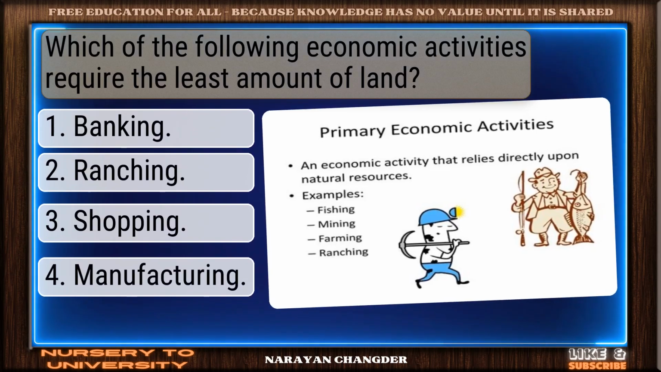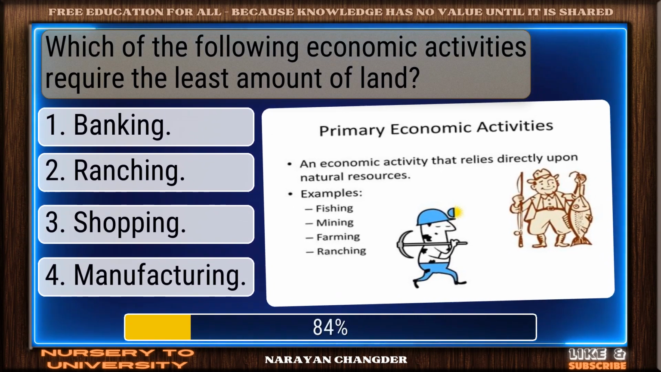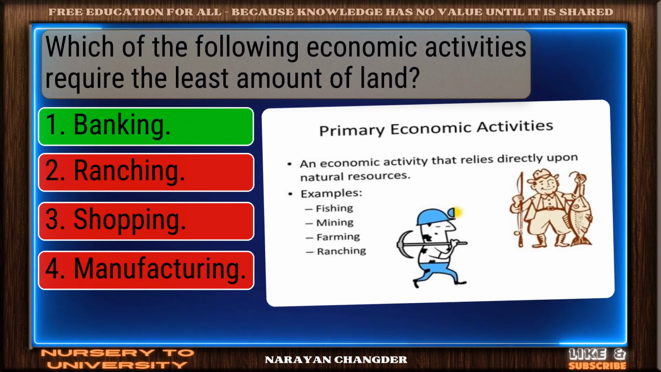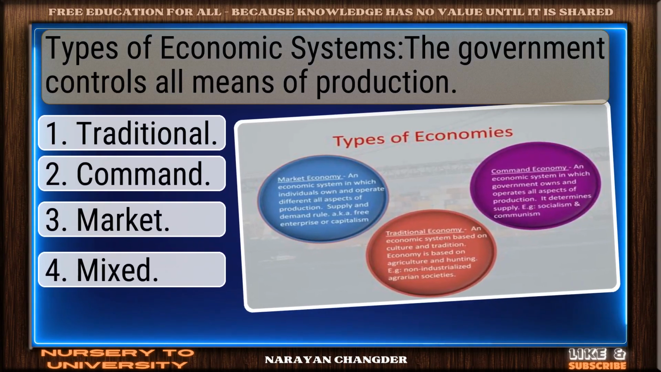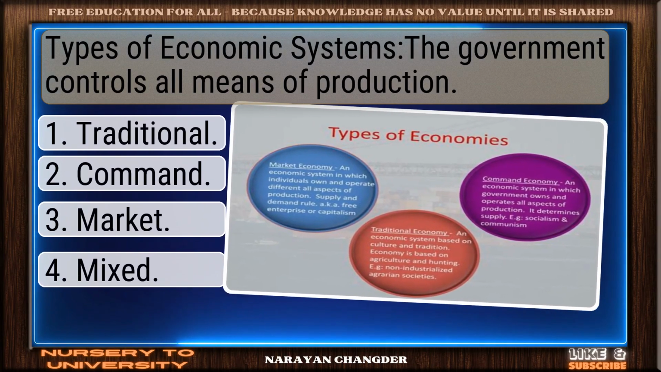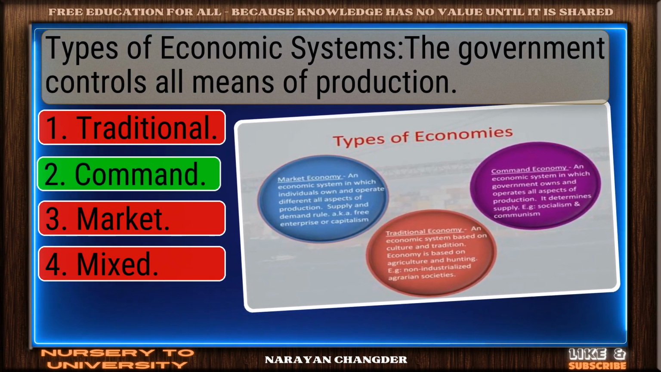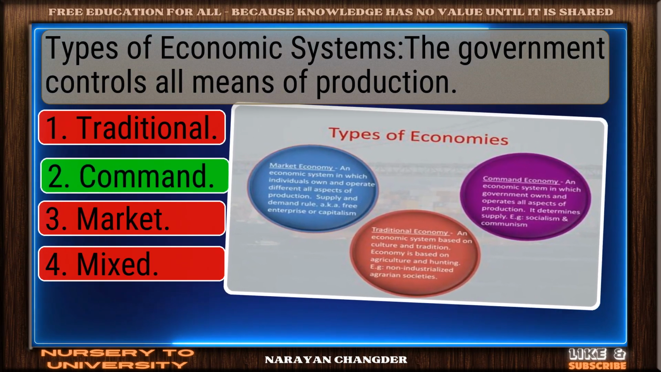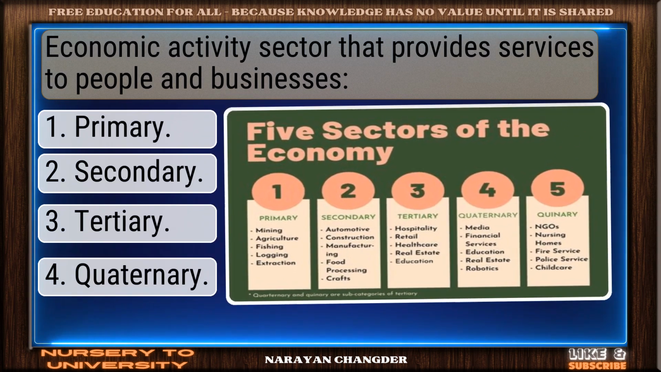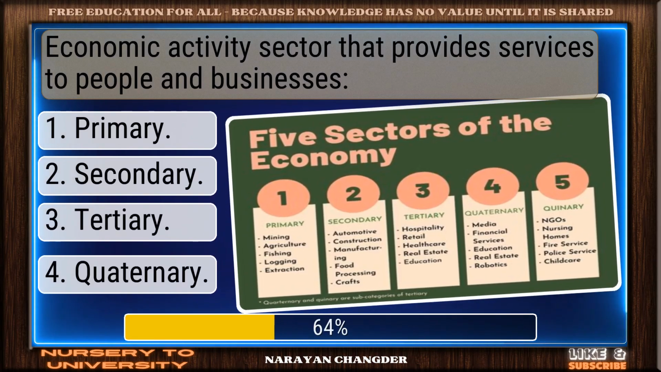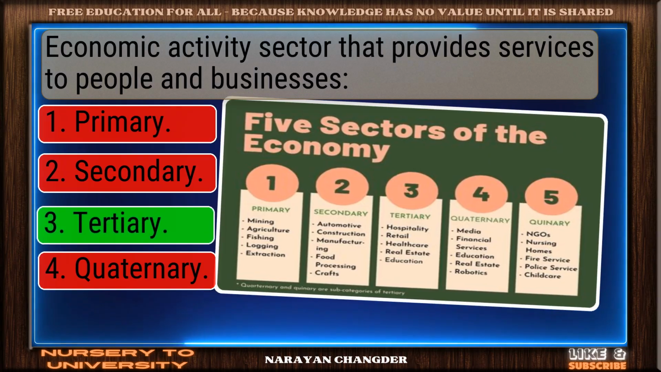Which of the following economic activities require the least amount of land? Nice work. You chose banking, and it is correct. Types of economic systems. The government controls all means of production. Good job. Your answer command works well here. Economic activity sector that provides services to people and businesses. Well done. Tertiary is the right choice.